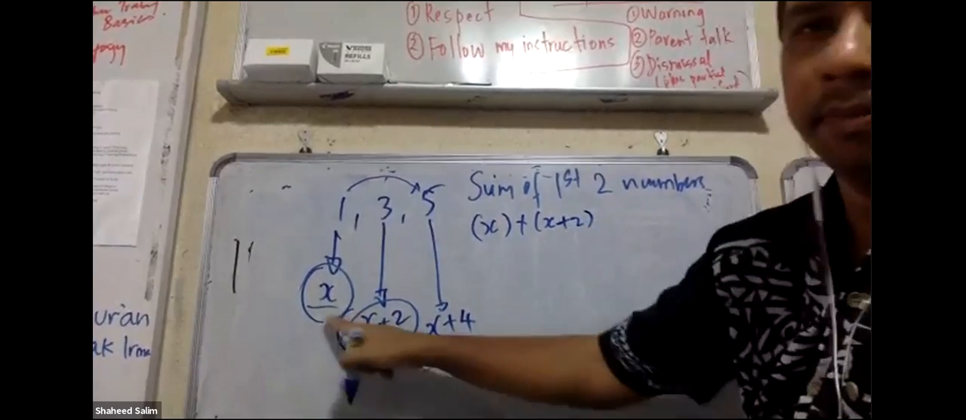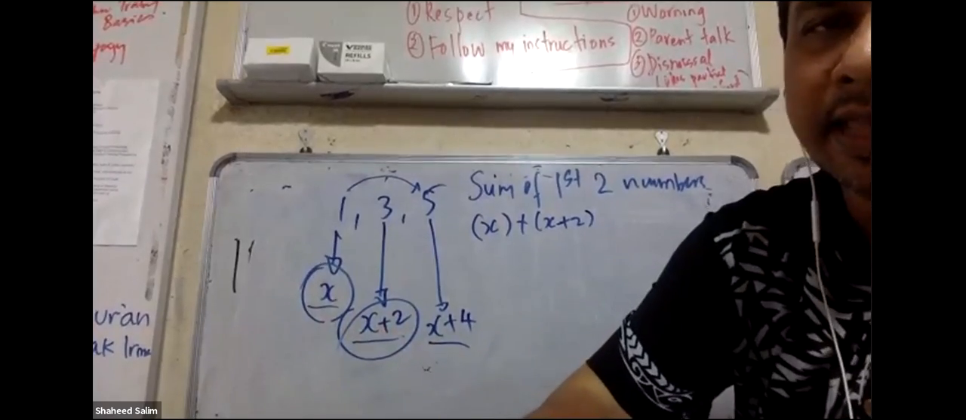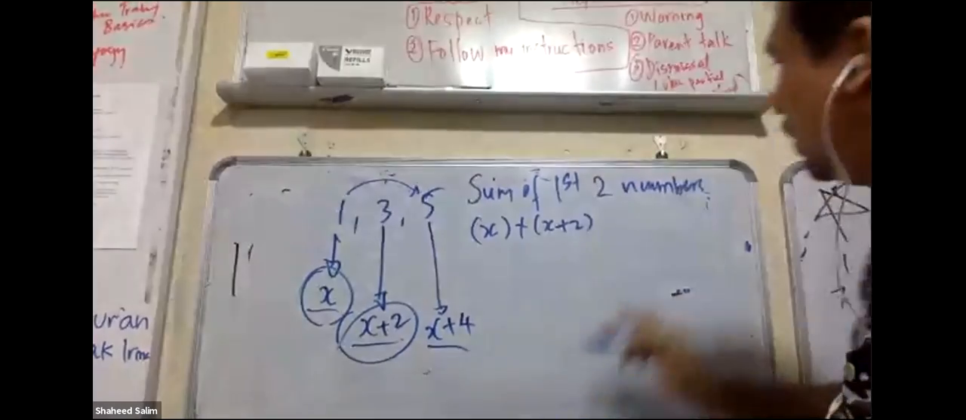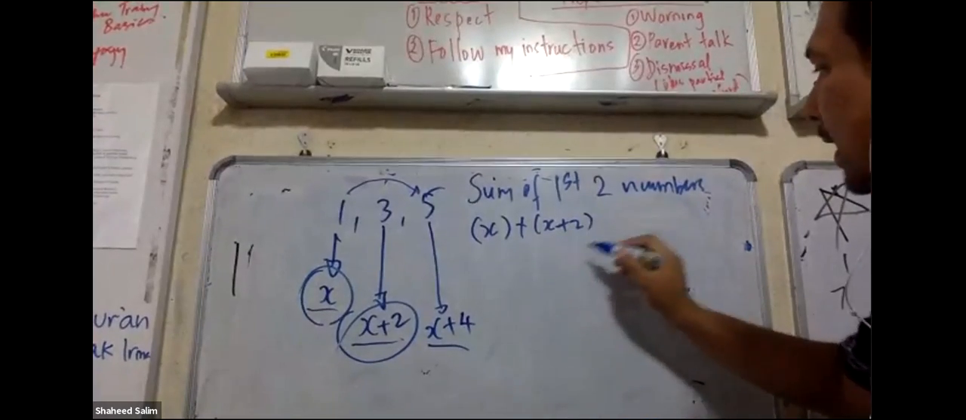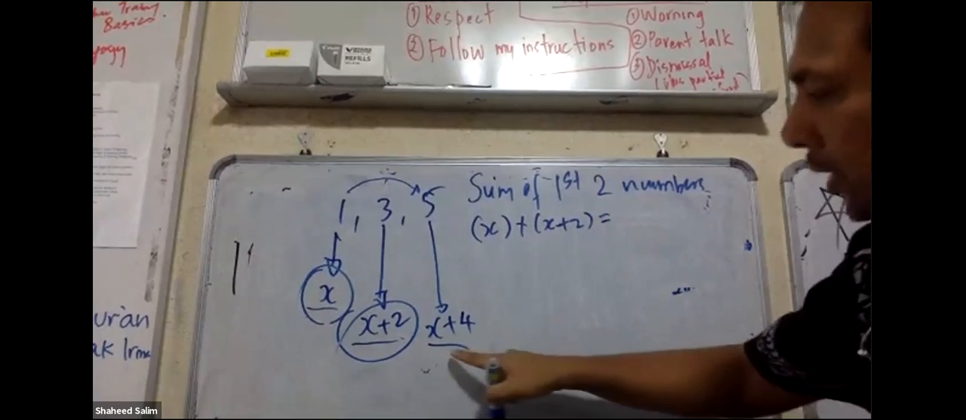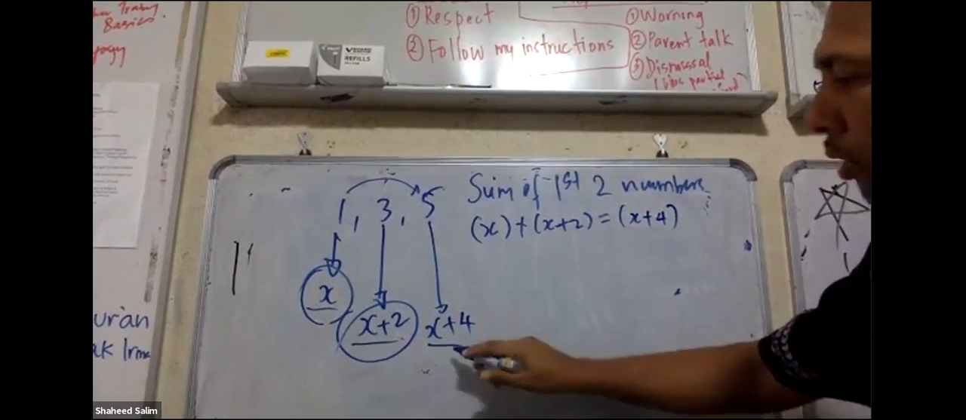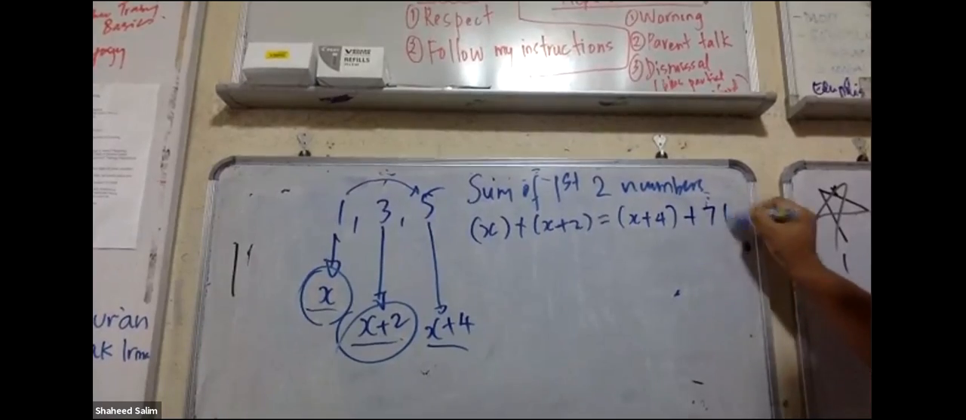Sum of the first 2 numbers is 71 more than the third. So I'll just write down here. This is more than the third number. What's the third number? X plus 4. How much more? It says plus 71.